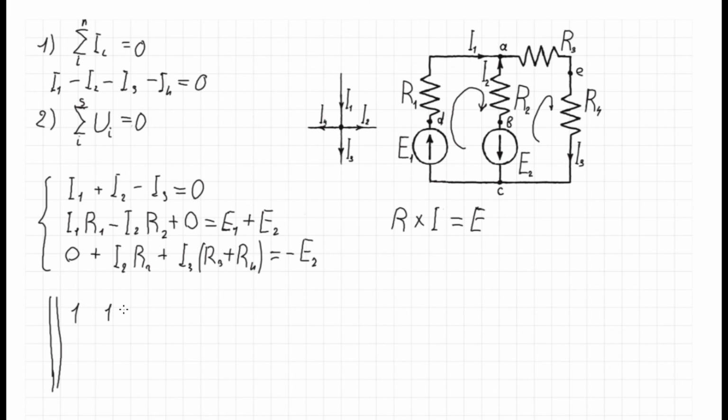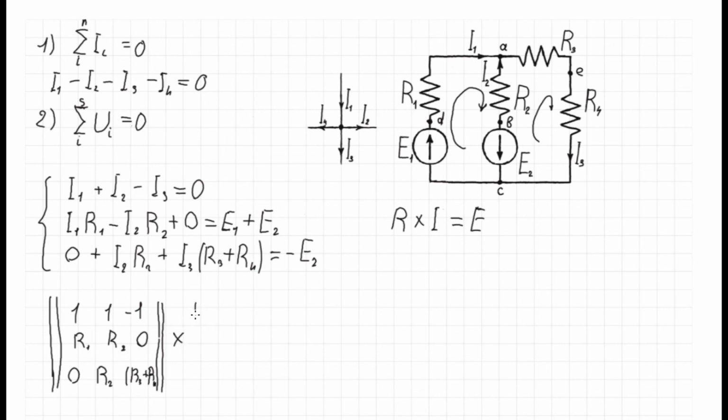And for our matrix for resistance, I will draw it like this: first row, and the matrix brace, and next we see here is minus R first, R second, and 0, and here 0, R second, and in this point resistance third plus resistance fourth.